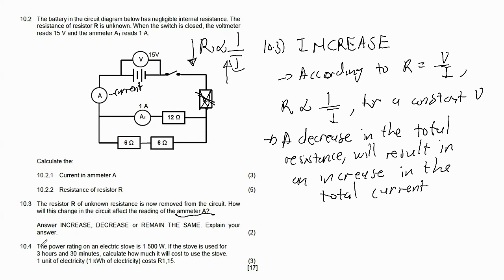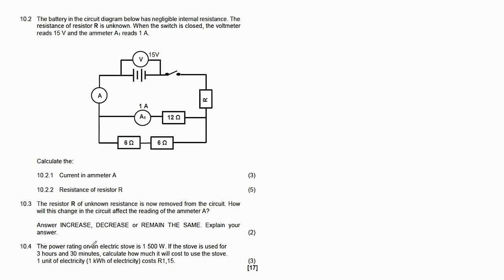Then let's proceed to 10.4. It says the power rating on an electric stove is 1,500 watts. If the stove is used for 3 hours and 30 minutes, note that 3 hours and 30 minutes, calculate how much it will cost to use the stove if 1 unit of electricity, 1 kilowatt hour of electricity, costs 1 rand 15 cents.